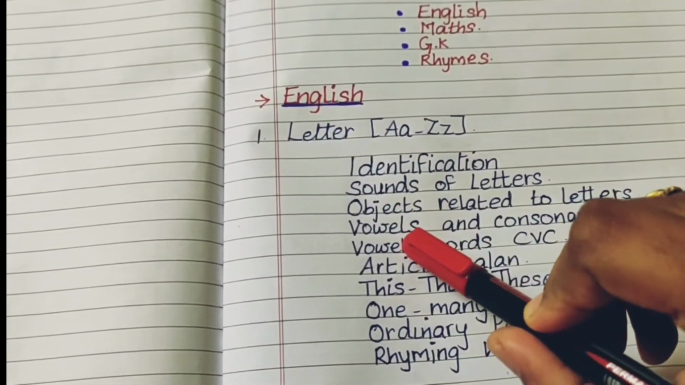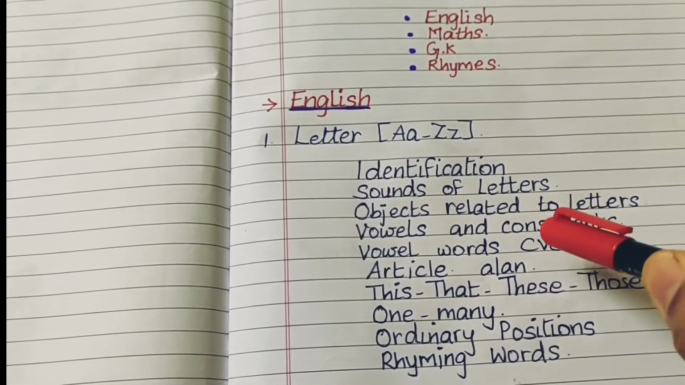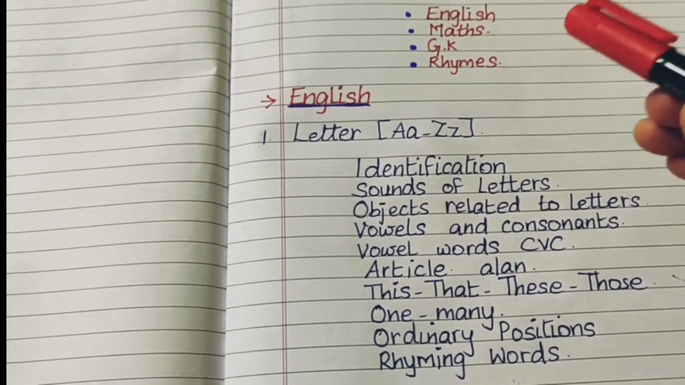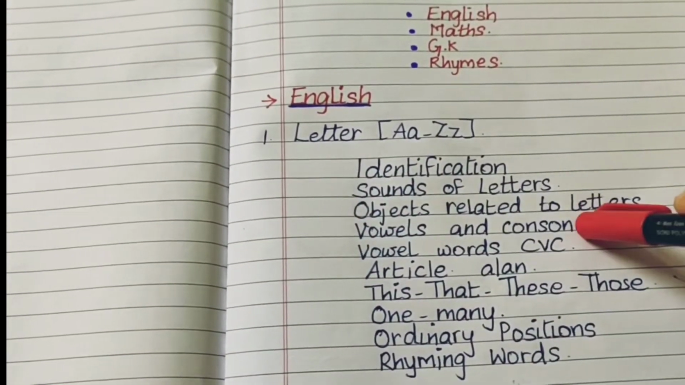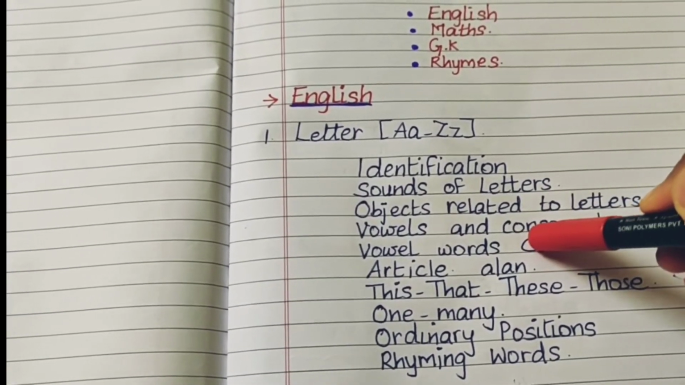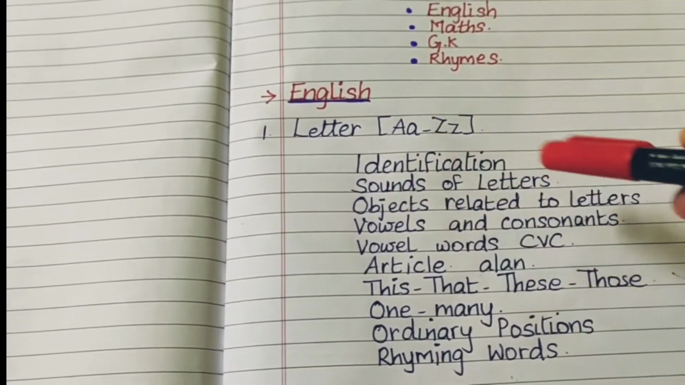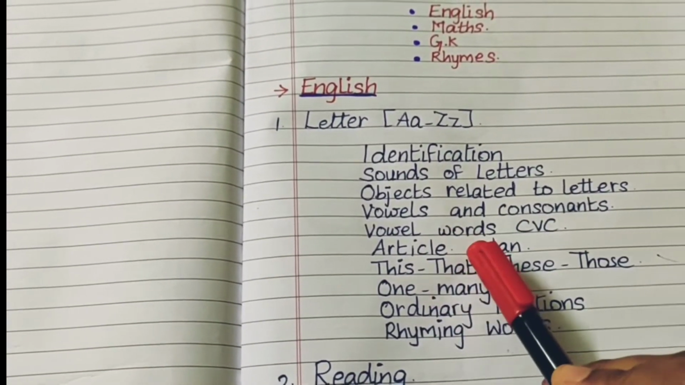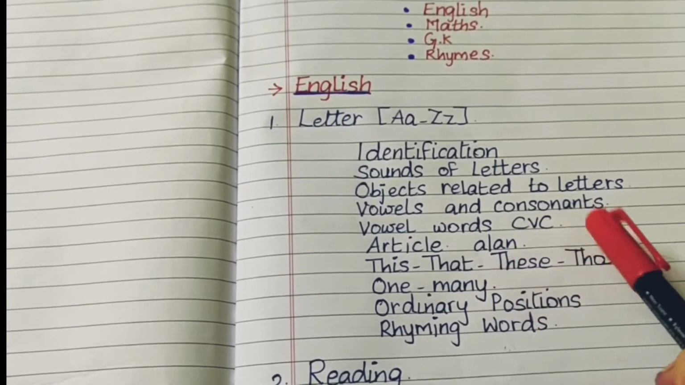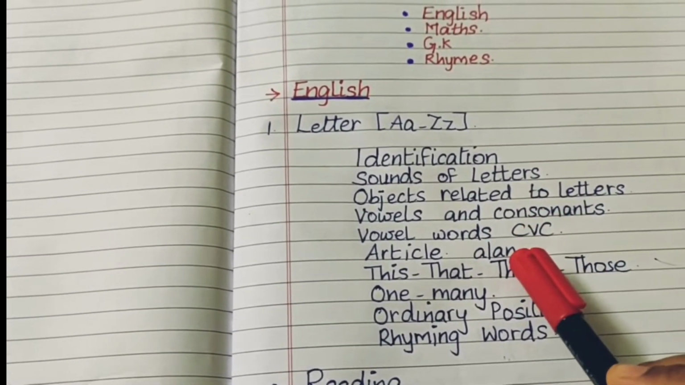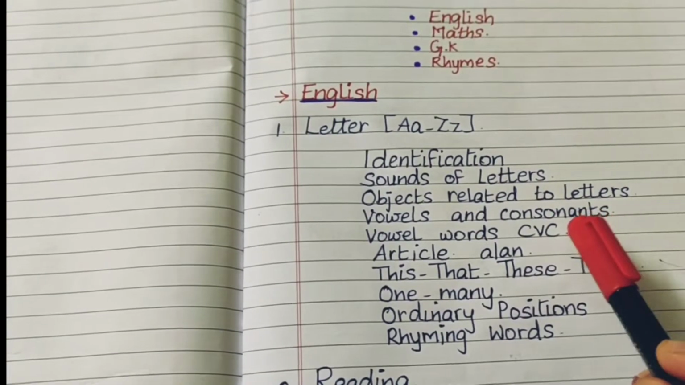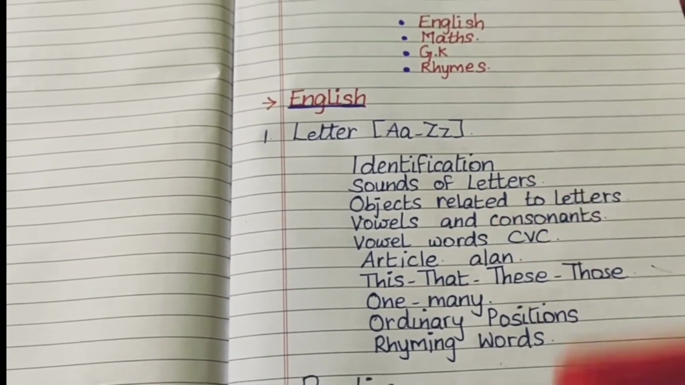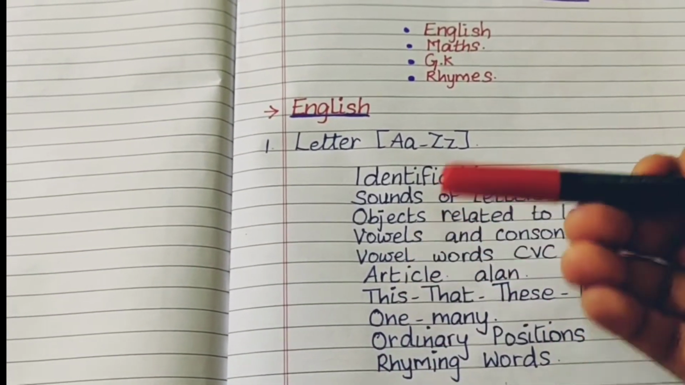The next one is vowels and consonants. If there are 26 alphabets in English, your child should be able to distinguish vowels and consonants. That's the next stage. Then, if they are thorough with vowels and consonants, you can slowly introduce 3-letter words, CVC. CVC is nothing but consonant, vowel, consonant. For example, bat, B-A-T, bat. P-A-T, pat. Like that, you can introduce simple words.